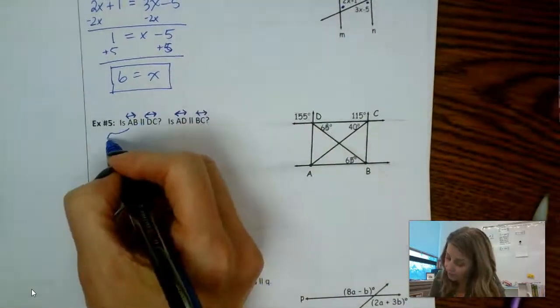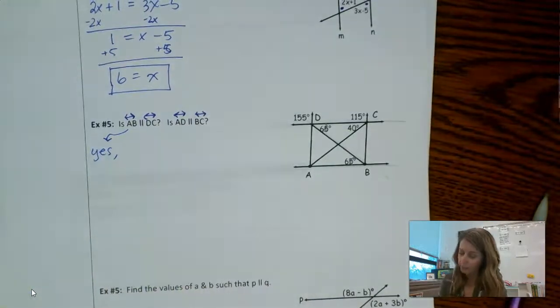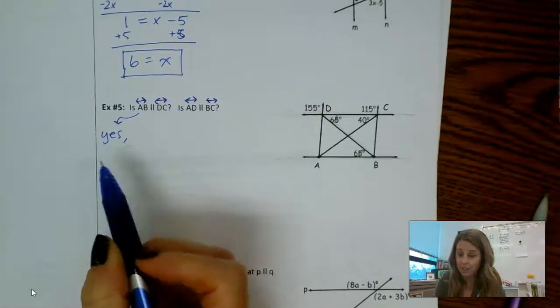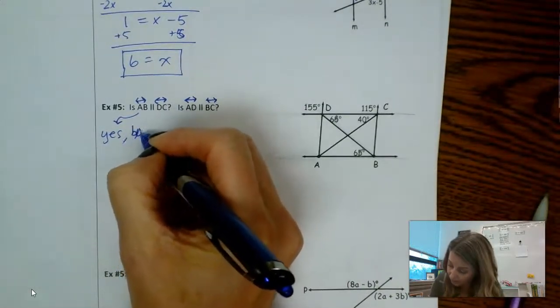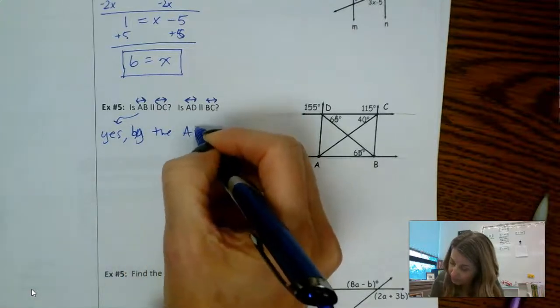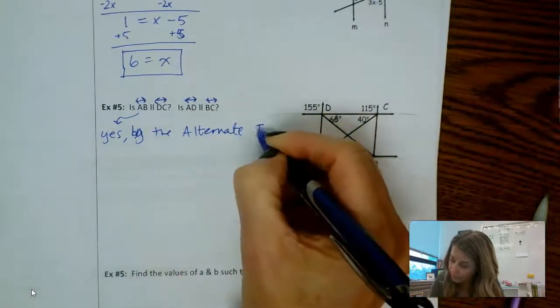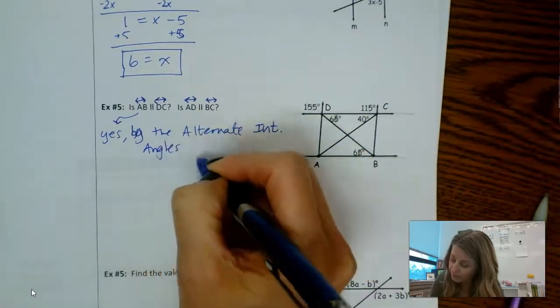So I'm going to answer this one here. I'm going to say yes. It doesn't say to explain, but let's add that. So that is parallel by the alternate interior angles converse. I'm going to say here by the alternate interior, and if you want to abbreviate just a little bit, you can: alternate interior angles converse.